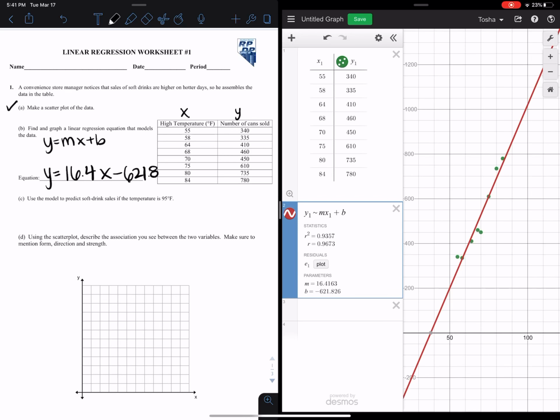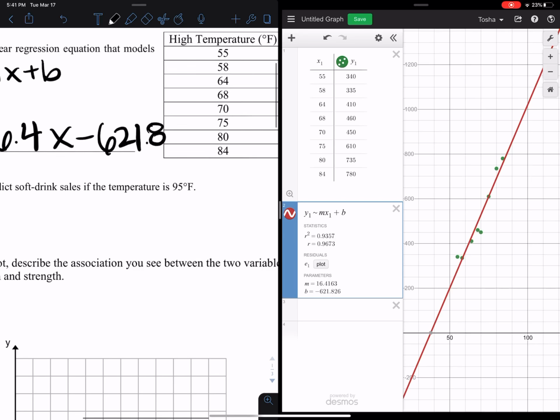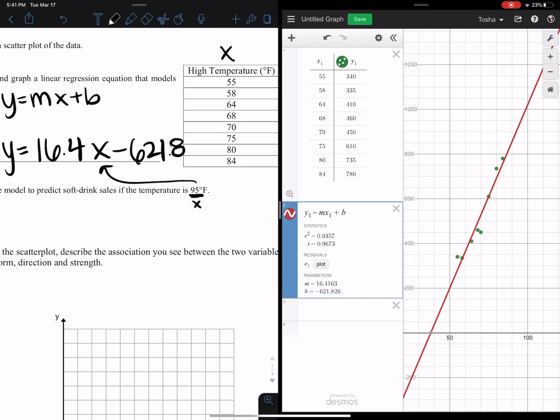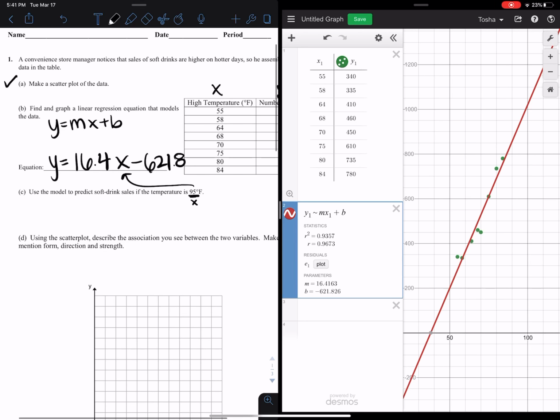Okay, so the next part says, use the model to predict soft drink sales if the temperature is 95 degrees. So the temperature, that tells us the x. So in our equation, we're going to plug in x is 95. We're going to plug in 95 there. So we have y equals 16.4 times 95 minus 621.8.